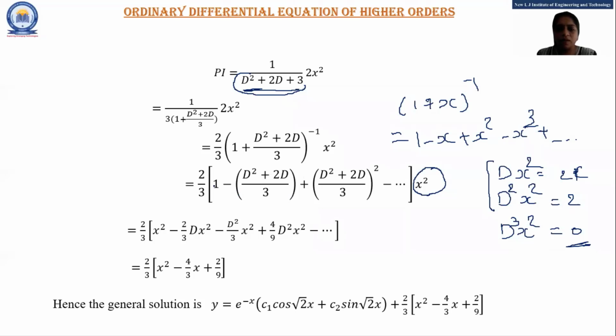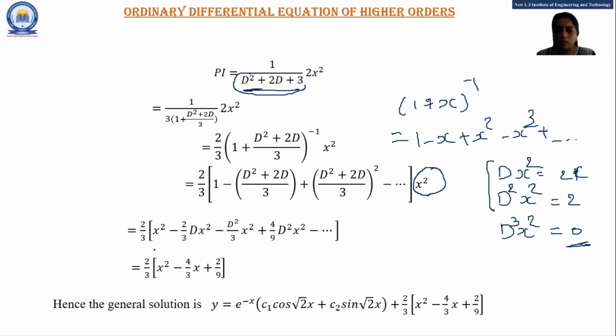So after simplification, 1 into x square is x square. Then here minus D square by 3 into x square, and here minus 2D by 3 into x square. So this is minus 2 by 3 D x square, and this one is minus D square by 3 x square. Here the first term and the middle term we neglect, because the first term contains D raised to the power 4 and the middle term contains D cube. So in the last term, that is 4D square by 9, so 4D square by 9 into x square. And all the other terms we neglect.